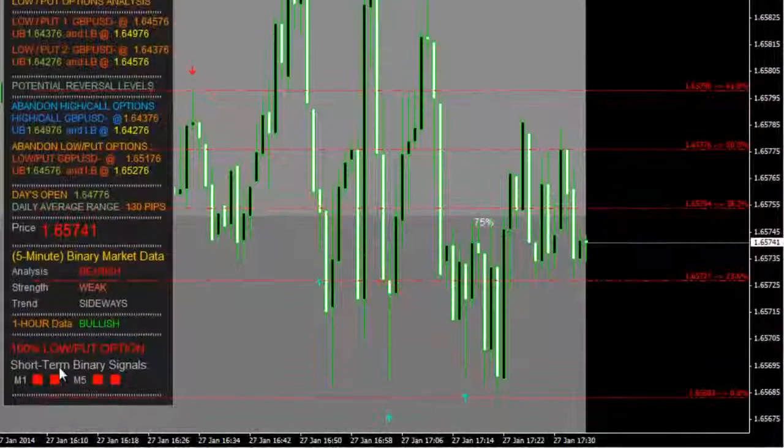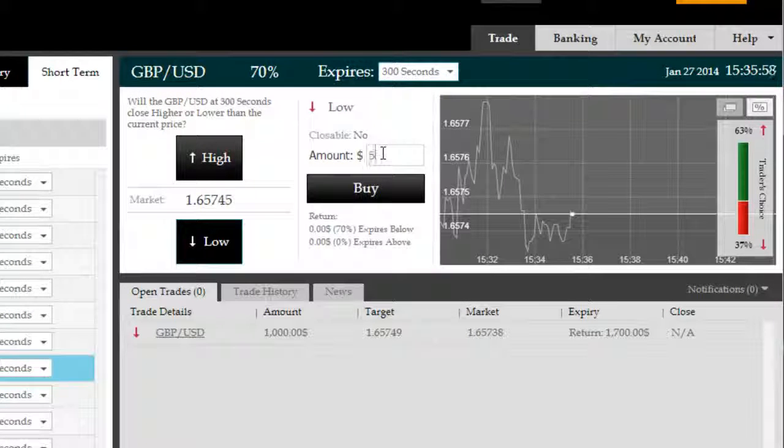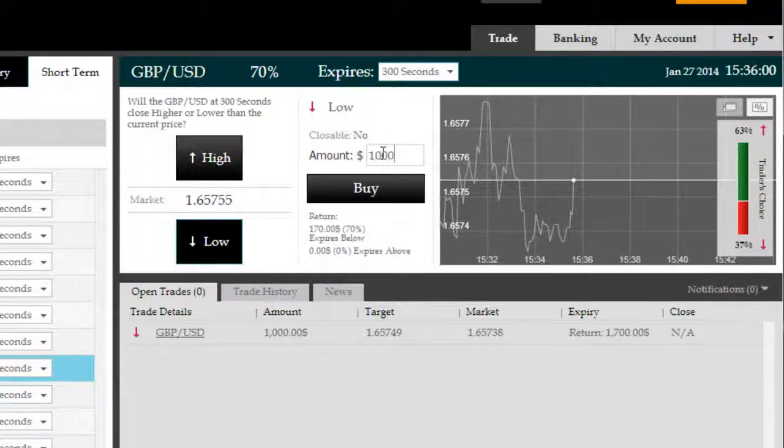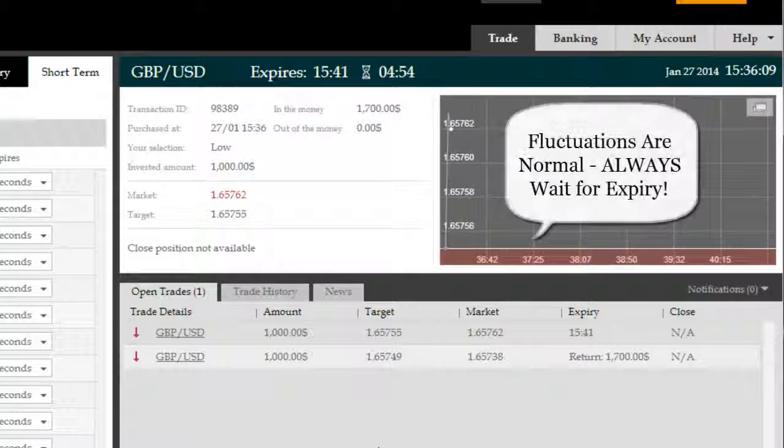So we're going to execute yet another 5-minute trade as a low put option on the GBP USD for $1,000 by that low put option. The price is retraced comfortably as well. So we're basically going in for yet another short. Don't worry about chart fluctuations. If you're out of the money initially, you have another 4 minutes, 50 seconds to go.